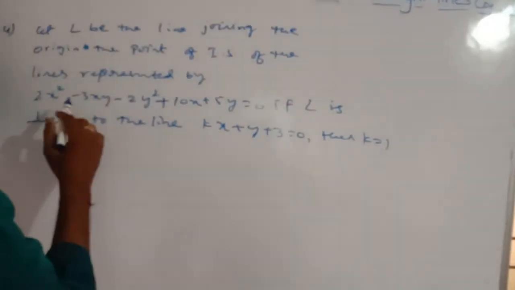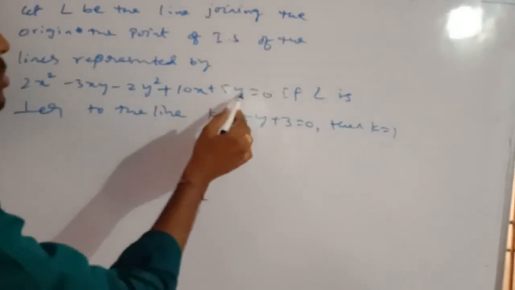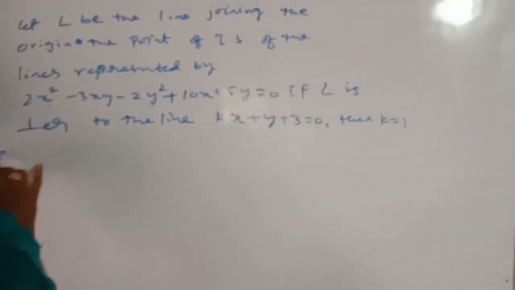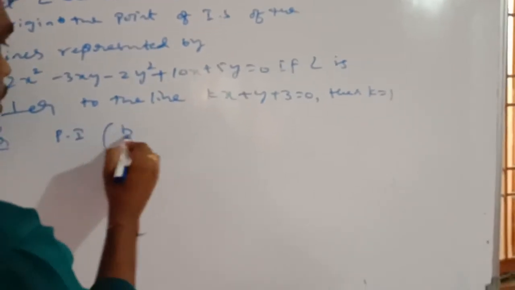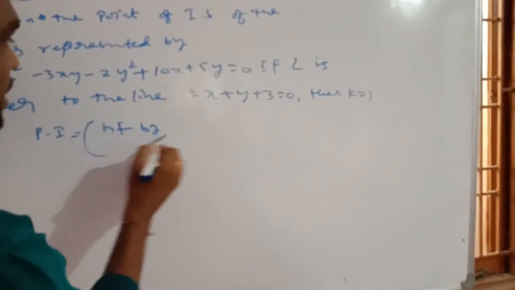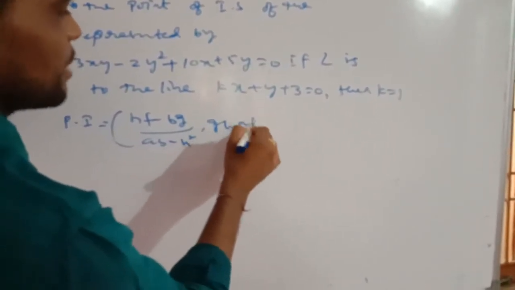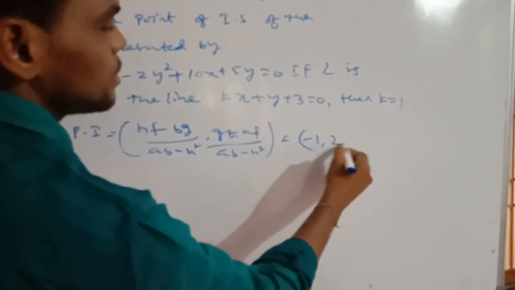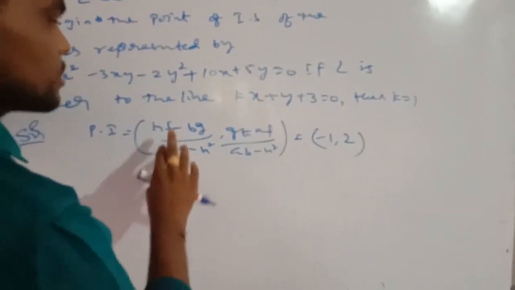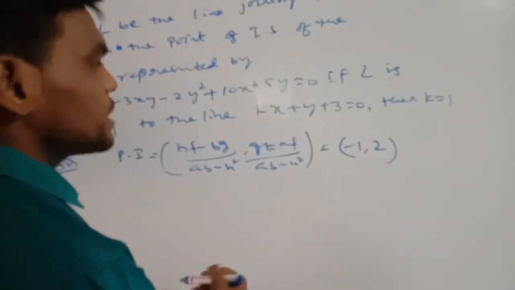Now we observe the pair of lines ax square plus 2hxy plus by square plus 2gx plus 2fy is equal to 0. Now the point of intersection is (hf minus bg by ab minus h square, gh minus af by ab minus h square). Now this is one of the processes. Substituting the values in this formula and simplifying, we get the point of intersection is minus 1 comma 2.